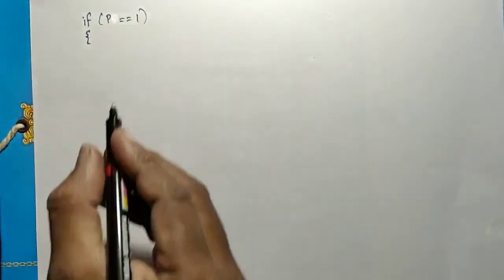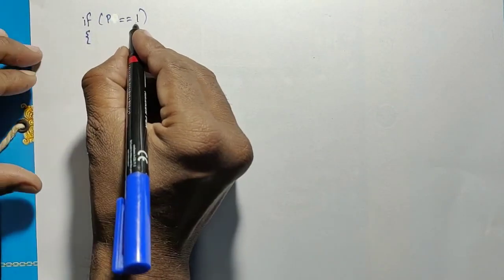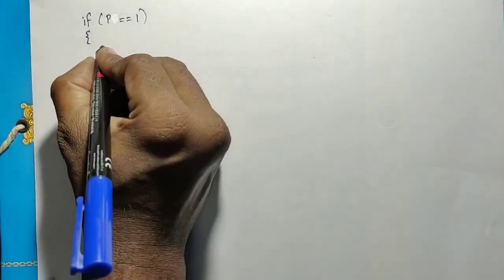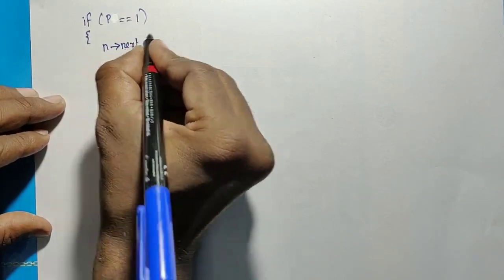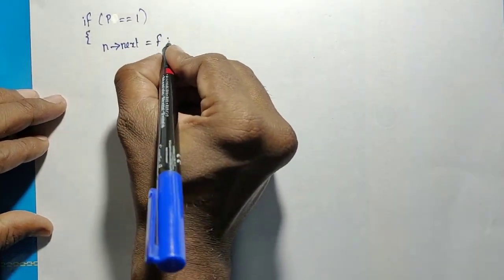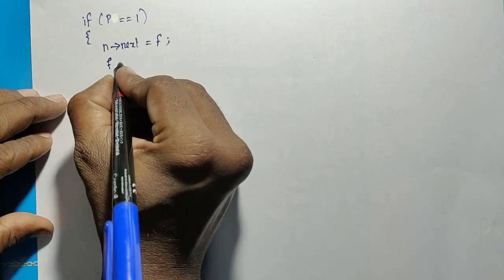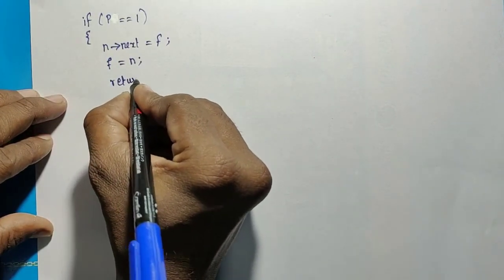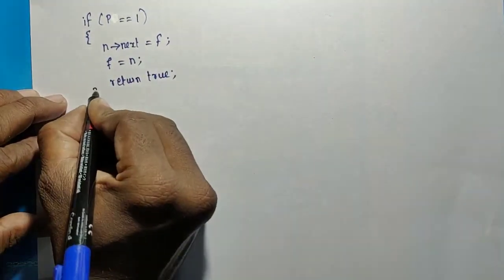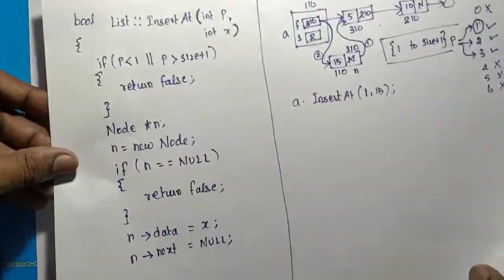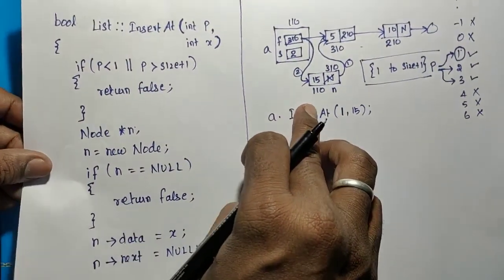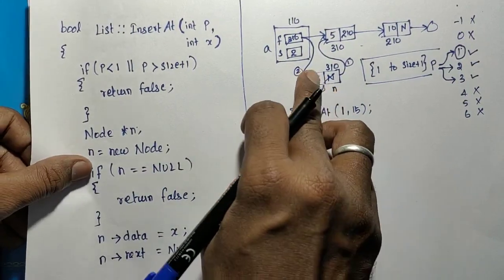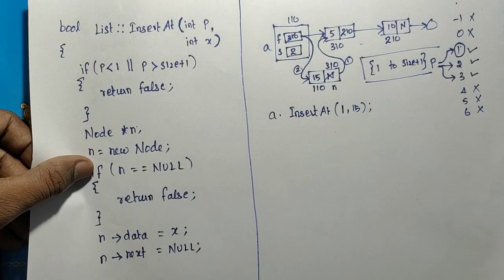That's all. So the code to be written inside that P equal to 1, position equal to 1, means that a new node's next field, that is n of next, has to be filled with the current first. And then the current first has to be updated with the new node. And then I have to return. After creating this link, I have to return true. So case 1 is treated specially. That is, if it is the first node, position is 1, so I have to do this.